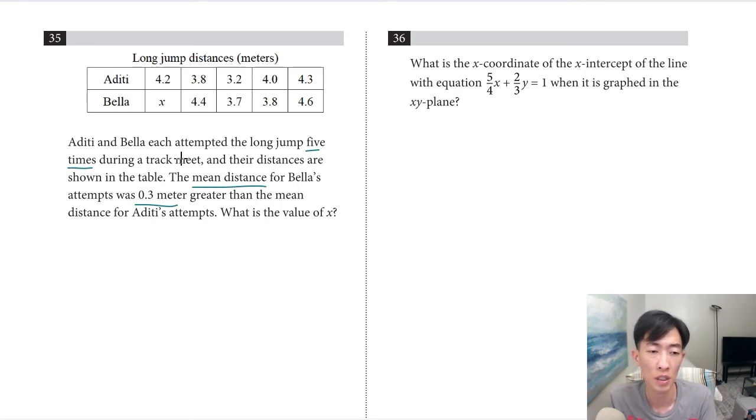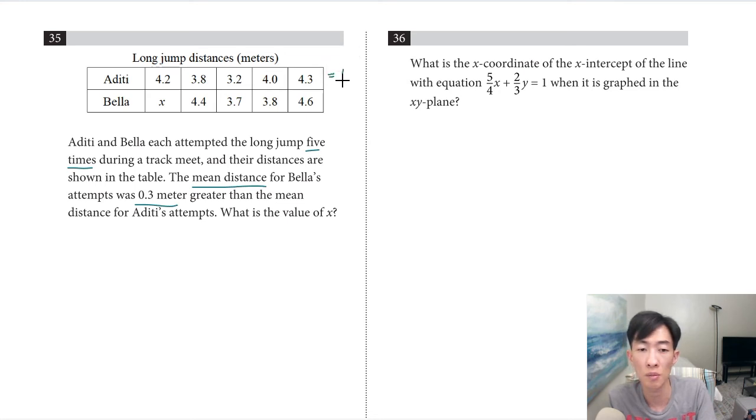So this is basically a calculation problem. We need to figure out the average for each of them, and we do have enough information to figure out x, so let's do the easier one first, Aditi. So you're just going to have to add this up on your calculator. 4.2 plus 3.8 plus 3.2, all that.